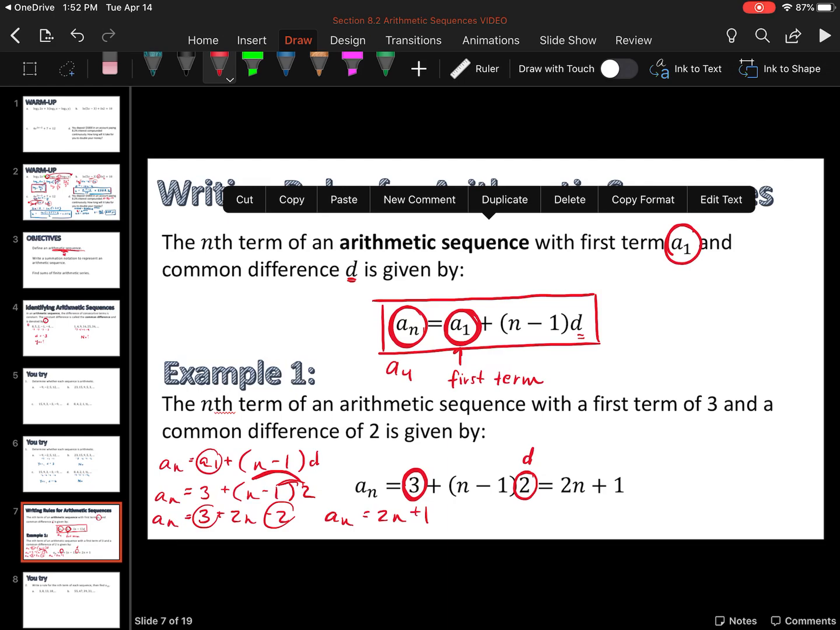So that means if I asked you what the 16th term was in this sequence, we would say a sub 16 would be my n, because I want to know the 16th term. I would plug in 16 for n, so we would get 2 times 16 plus 1. That would be 32 plus 1, 33. So the 16th term is 33 for this sequence. Okay, so that's for arithmetic sequences.